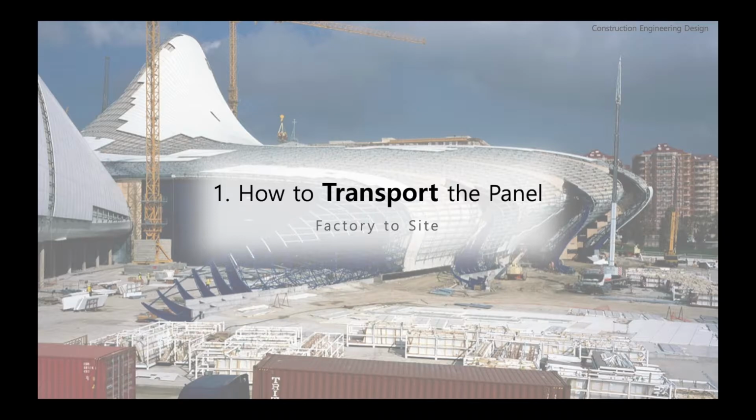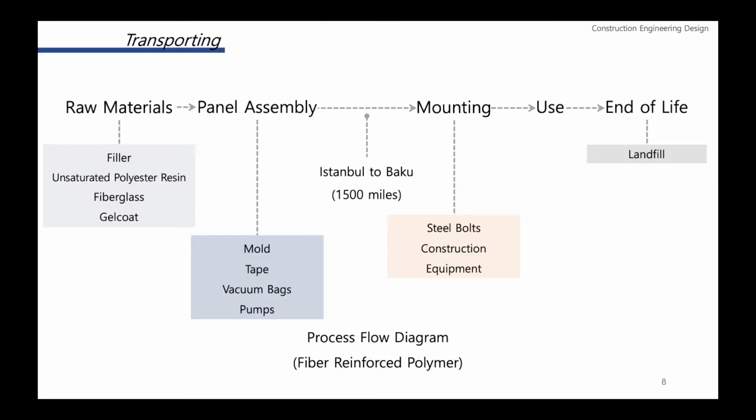Starting with how to transport a panel from the factory to the site. First, let's take a look at the process flow diagram of a panel. Here, you can see that the beginning of the raw materials in panel assembly was what we just covered in the summary of the past presentation. Next, we focused on the process of reaching the construction site after the panel assembly.